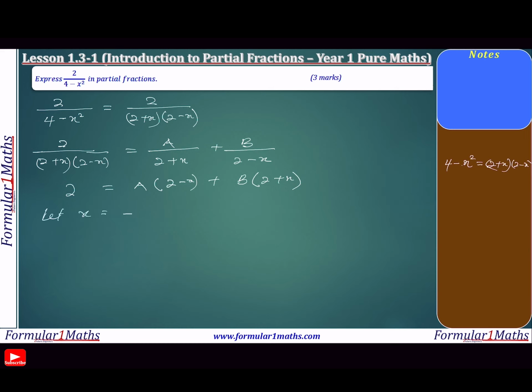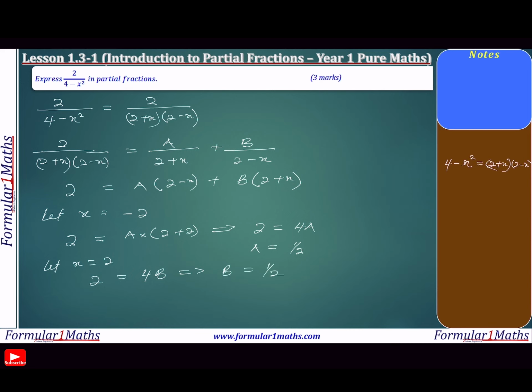Then I'll let x is equal to minus 2. In that case, I'll have 2 equals to 2 minus 2 will be 0, and therefore this term will be eliminated. And so I'll have a times 2 plus 2, which implies that I have 2 equals 4a. And so a will be equal to half. If I let x equal to 2, then I'll have 2 is equal to, and again, this will be eliminated, and I have 4b, which means that b is equal to half.